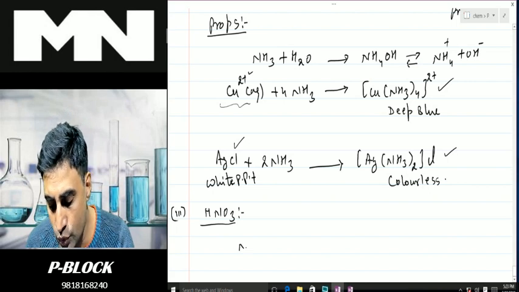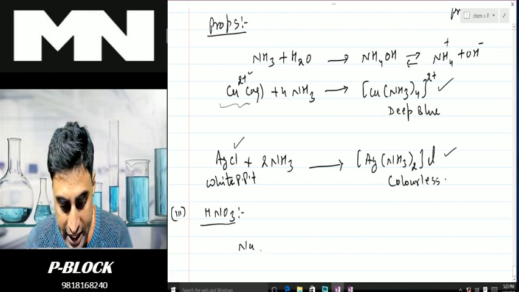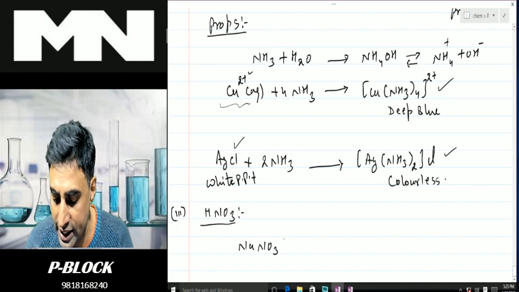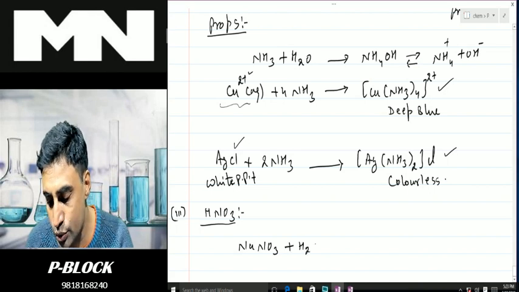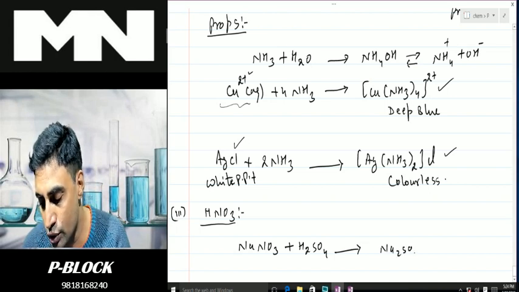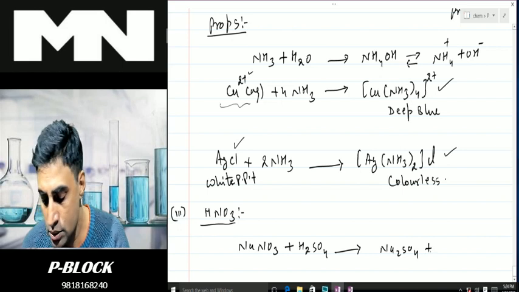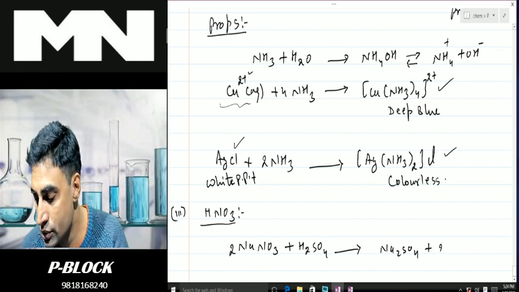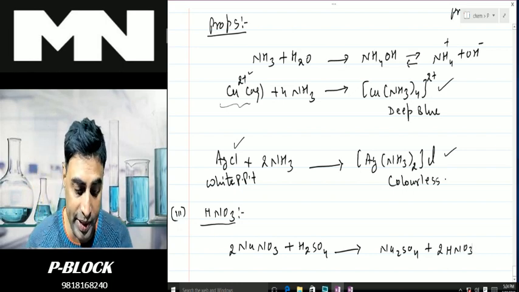What we generally do is take a salt like NaNO3, sodium nitrate, and react it with H2SO4. That is the active proton donor. So it will lead to the formation of Na2SO4 plus 2 moles of HNO3. This is how you can prepare it in the lab.